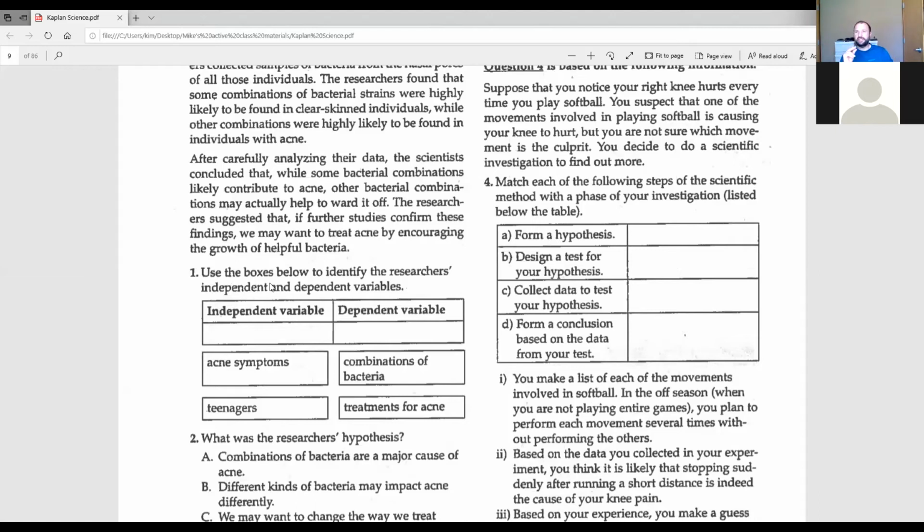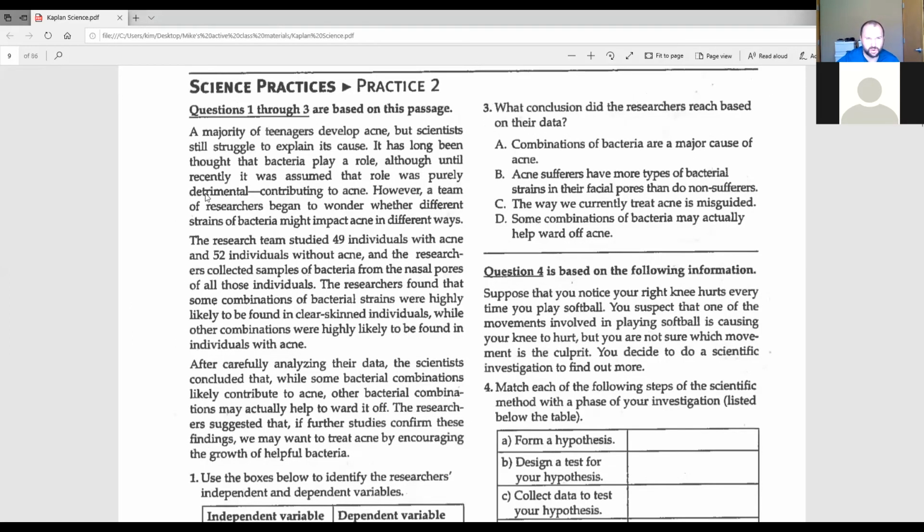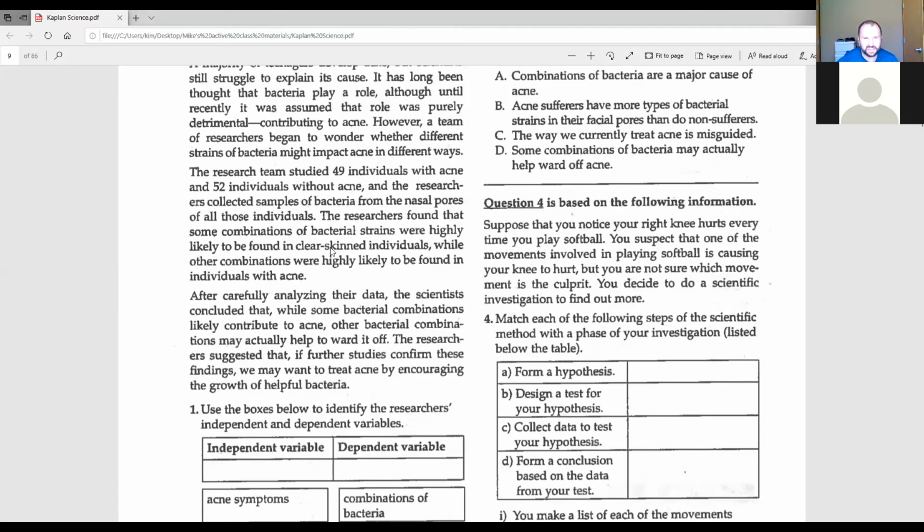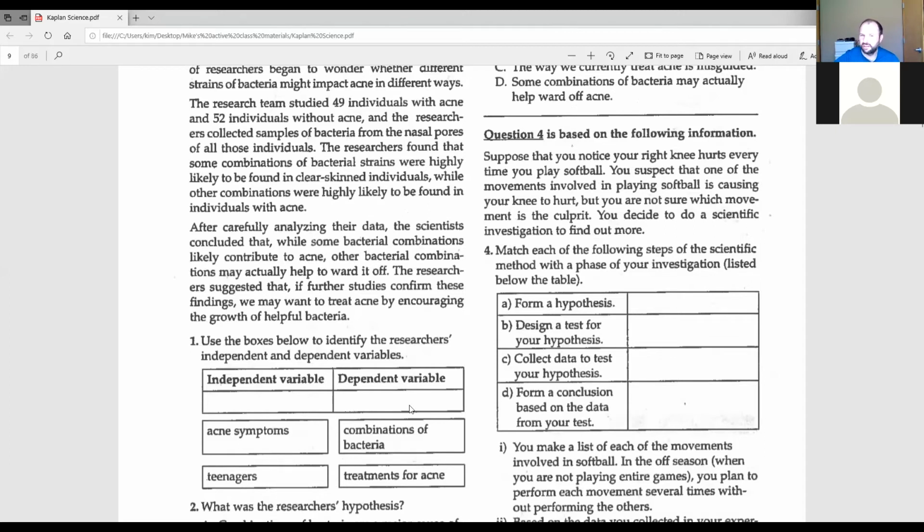The way I look at independent and dependent variables is I think about how they relate to the question. So in this example, the question was, what are the causes of acne? Okay, what leads to acne? And so the dependent variable is what you're directly testing. In other words, what you think is impacting the question. So if the question is, what do we think is contributing to acne? And the dependent variable would be combinations of bacteria, right? That's what they are guessing is leading to acne, okay?